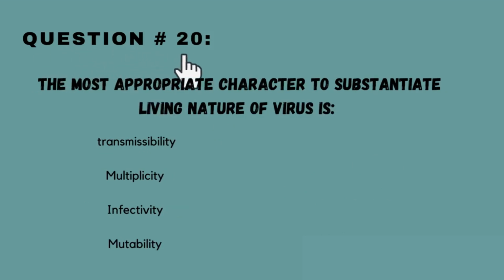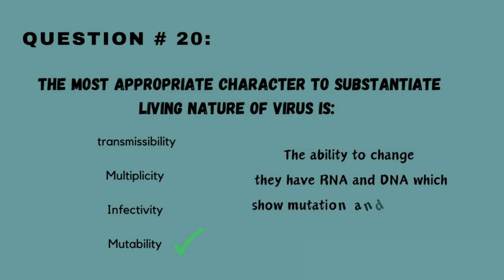Question number 20. The most appropriate character to substantiate living nature of virus is. Transmissibility. No, it is the ability to transfer disease. Multiplicity. No, because it is ratio of infectious viruses. Infectivity. It is illness resulting from infection. Mutability. It is the ability to change. Because viruses have DNA and RNA which shows mutations. So correct answer is D.